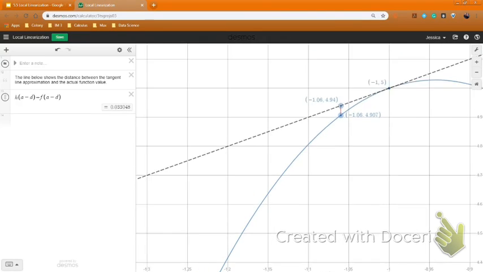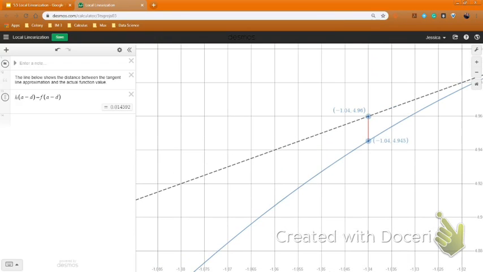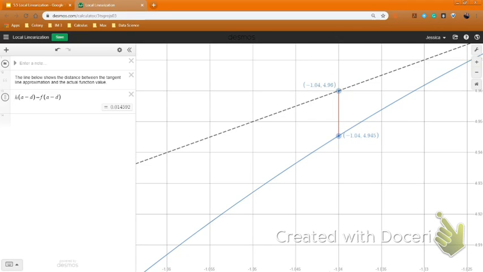All right, the tangent line has an approximation of 4.94, and then the actual function is 4.907. So we're pretty close, and notice how close we are to the point -1. The closer you get, the more accurate your tangent line will be to the actual value of the function. So we're going to estimate or approximate the value of the function from the tangent line.